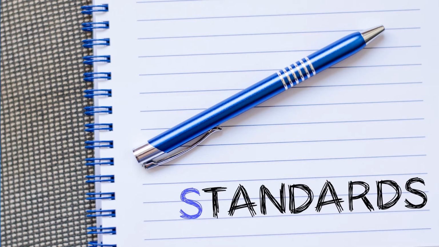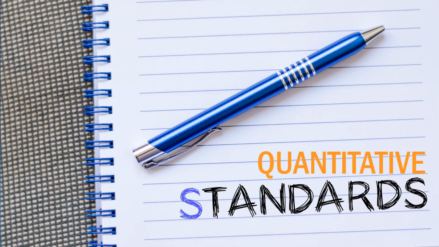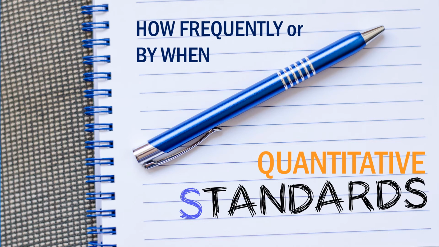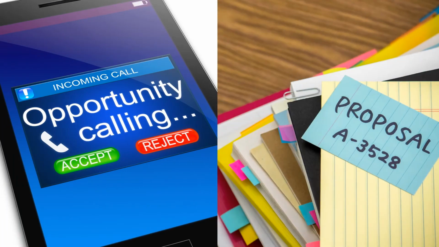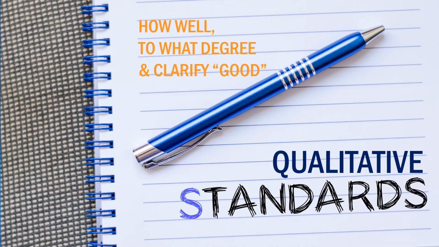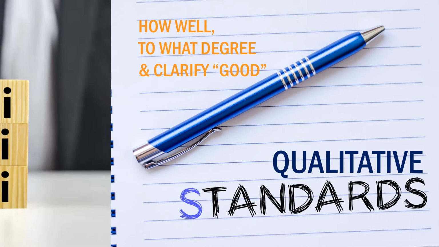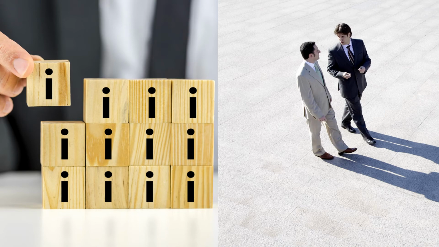Standards typically fall into two categories: quantitative and qualitative. Quantitative standards define how frequently an activity should be done or by when. Quantitative measures are concrete and easily counted. Think number of prospecting calls made per week or proposals submitted. Qualitative standards typically describe what good looks like. They clarify how well an activity should be done and to what degree. For example, the type of information needed to consider an opportunity qualified, or how to best conduct a sales conversation.